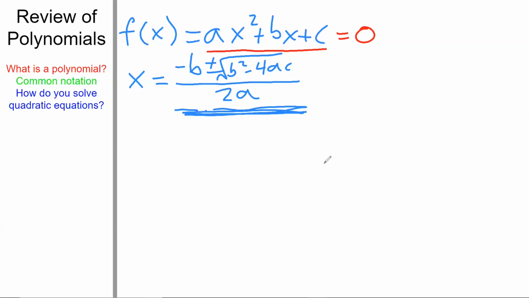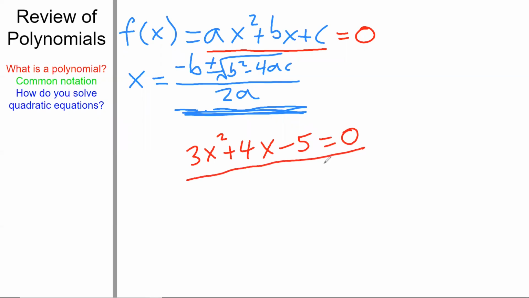So for example, if I gave you, let's say, the function 3x squared plus 4x minus 5 is equal to 0, and I told you to solve this equation, what would you tell me? Right, you would use the quadratic formula if you don't see a way to obviously factor it.